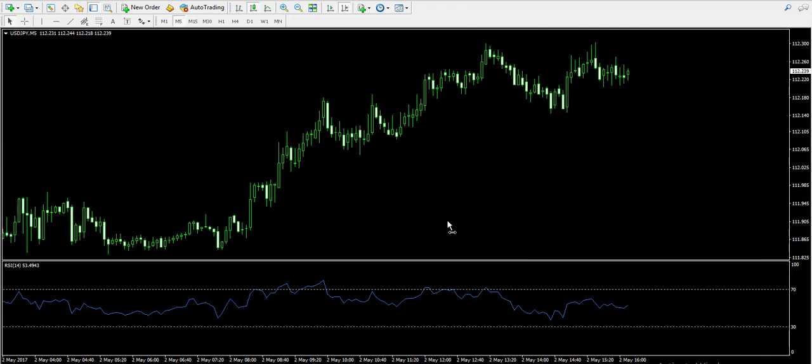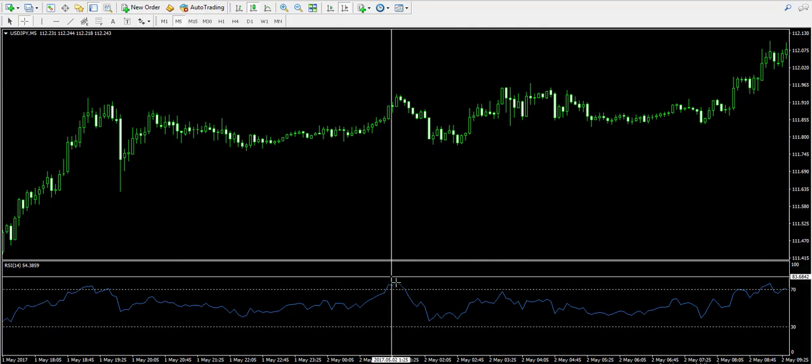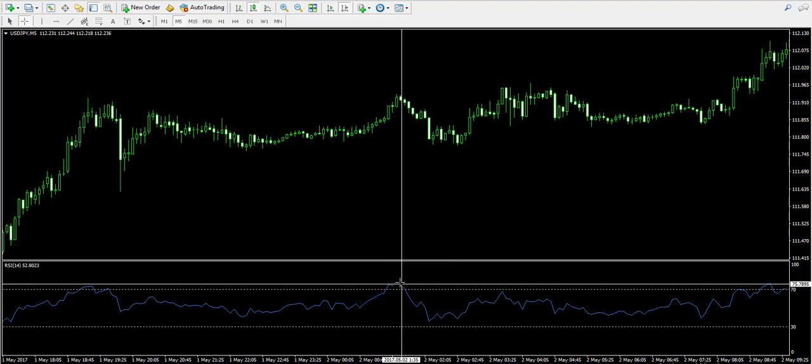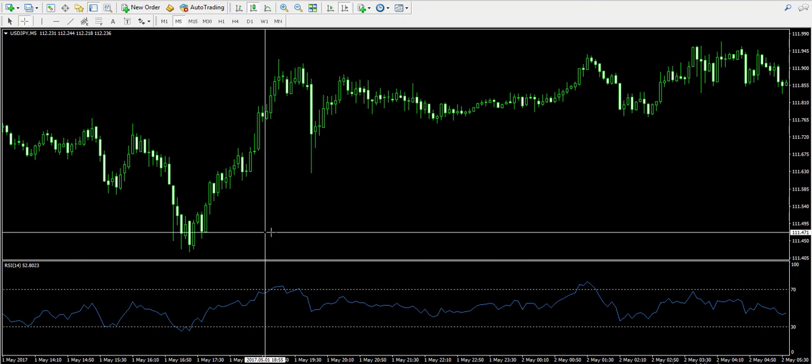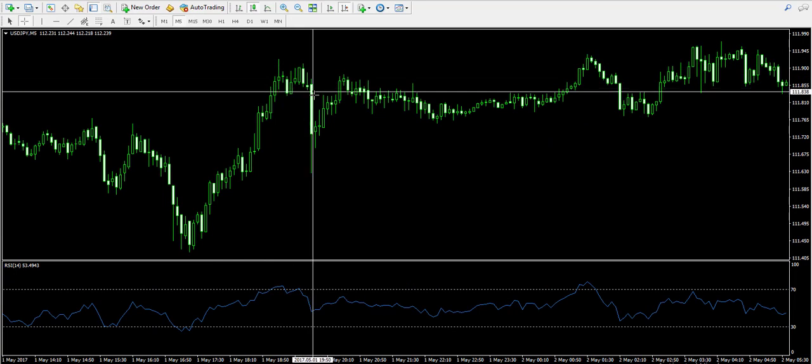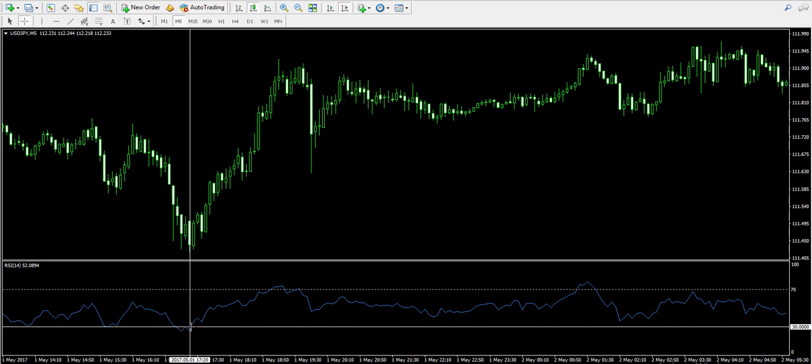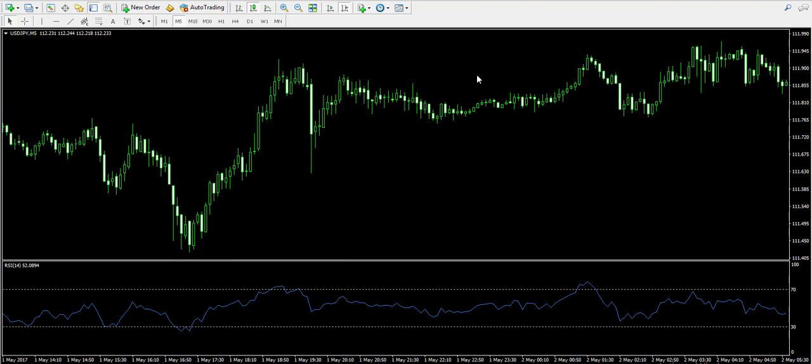and again here. Let's do another example. We have an overbought signal over here, a decrease follows. Again, overbought here, a decrease comes on the chart. And here we have an oversold signal, price increases.